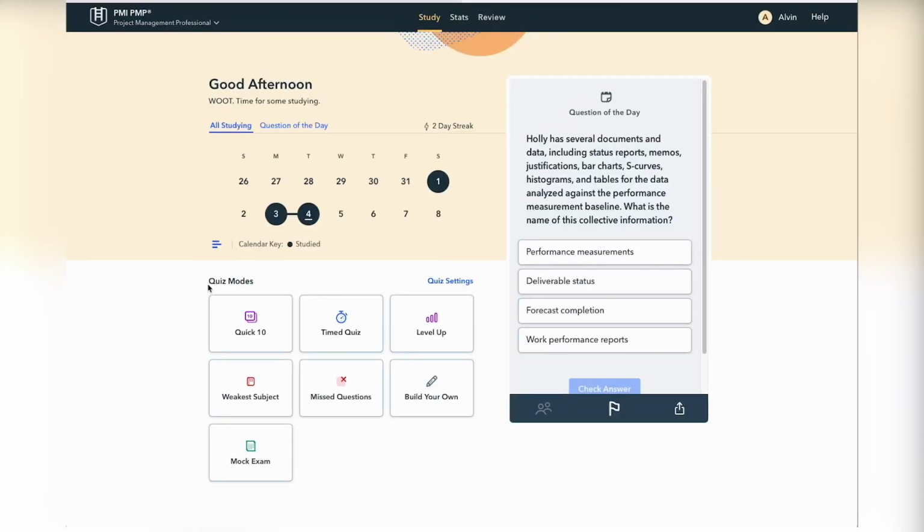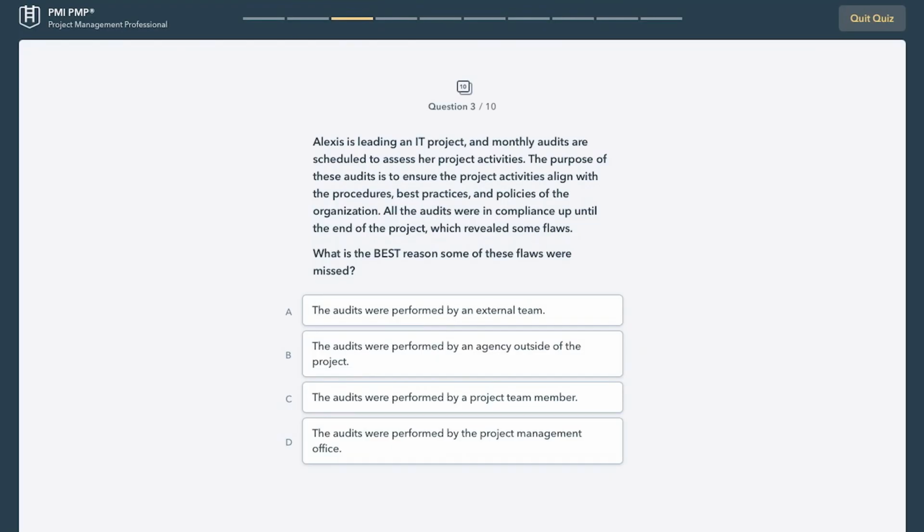Let's use Pocket Prep's Quick 10 quiz mode, which is super helpful whenever you want to practice 10 questions during your breaks at work or during your lunchtime. Let's solve this question together. Alexis is leading an IT project, and monthly audits are scheduled to assess her project activities. The purpose of these audits is to ensure the project activities align with the procedures, best practices, and policies of the organization. All the audits were in compliance up until the end of the project, which revealed some flaws. What is the best reason some of these flaws were missed?